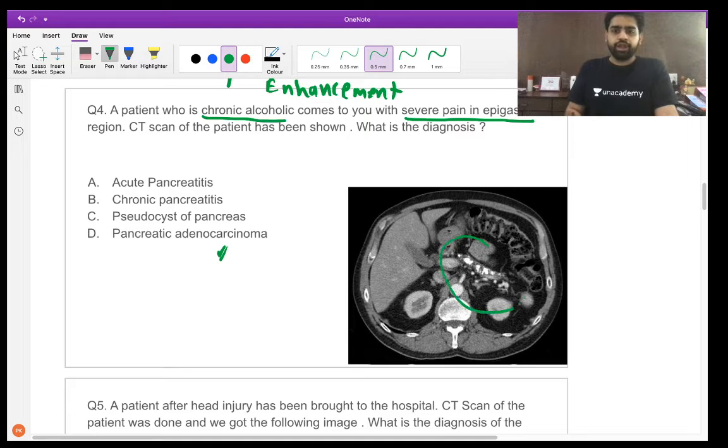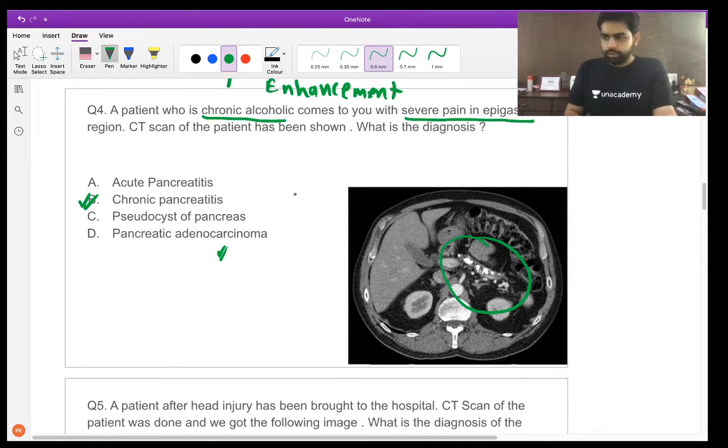So can you appreciate this? This is a CT scan. This is your pancreas, and what you're seeing in here are calcifications inside the pancreatic parenchyma. So no doubt the answer here is in fact chronic pancreatitis. A patient with chronic alcohol use, severe epigastric pain, and a CT scan showing calcifications in the pancreas. No doubt the answer is chronic pancreatitis.